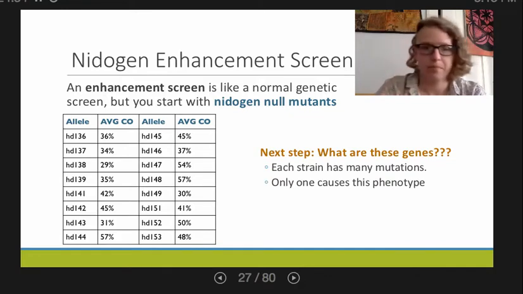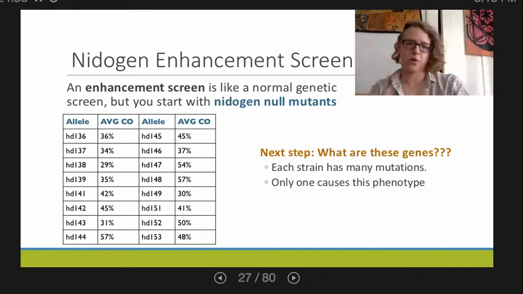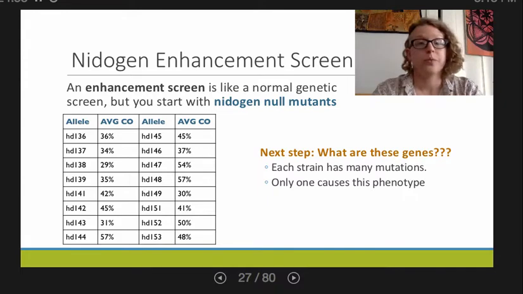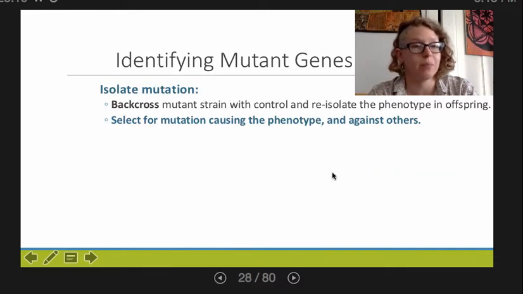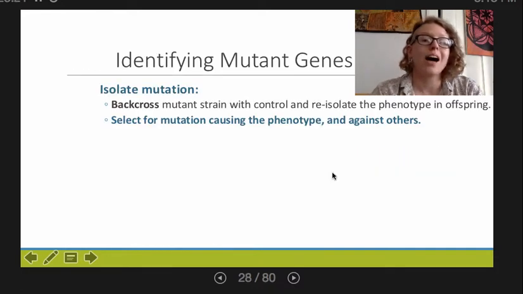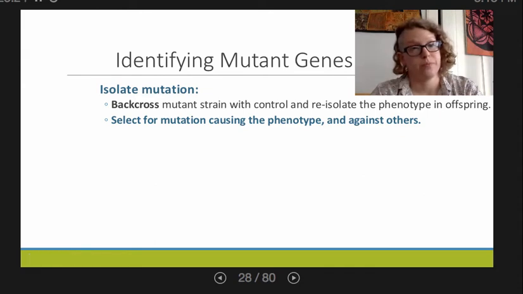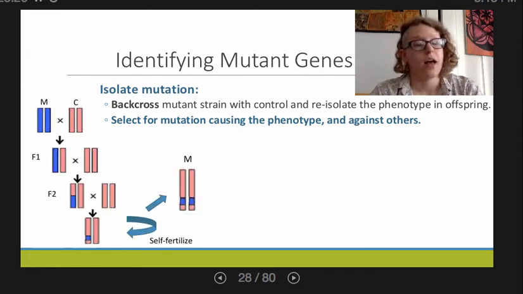Next step. What are they? What's going on? So, each of these strains has many mutations. These alleles are just one of many in each of their strains. And only one of those mutations is causing our phenotype. And the first step is to isolate the mutation. And we do this by back-crossing.